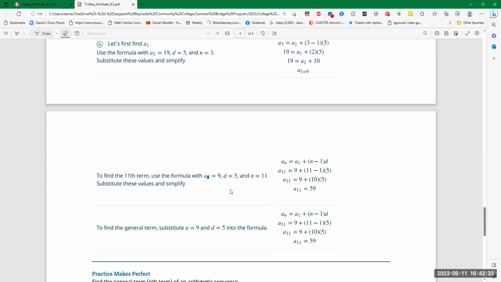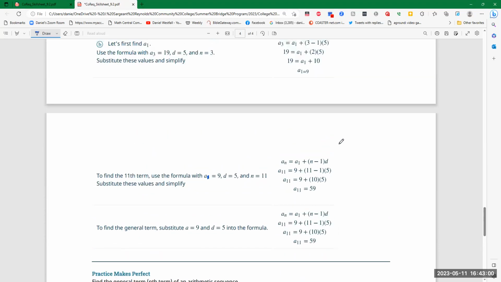Then we're going to say that 9 goes in place of A1 here. 11 minus 1 is 10 steps to get out to the 11th term. 10 times 5 is going to give me 50, and 50 plus 9 is going to give me 59. So the 11th term is going to be 59.